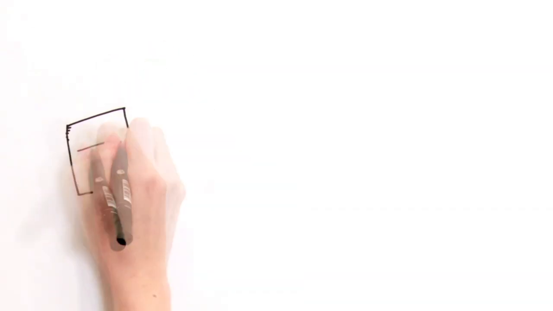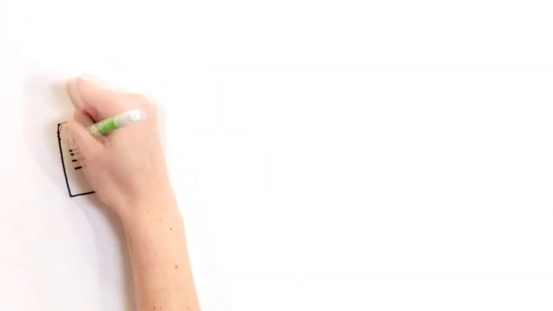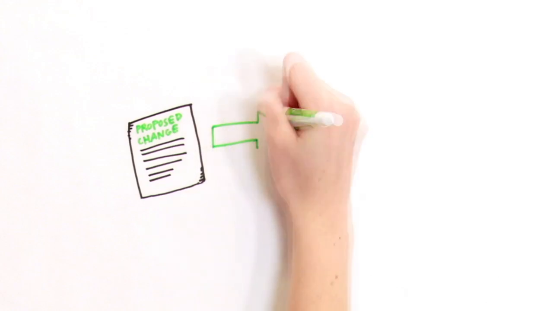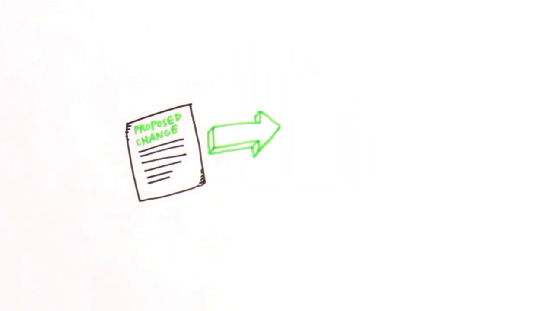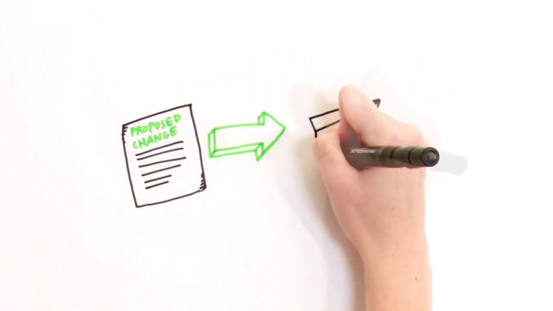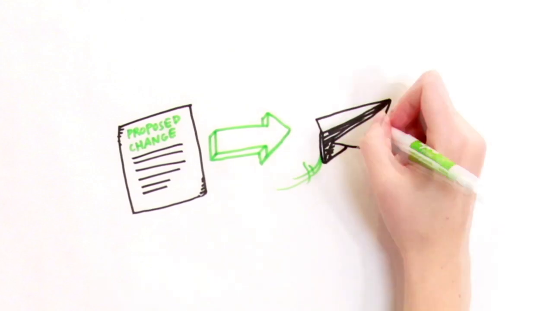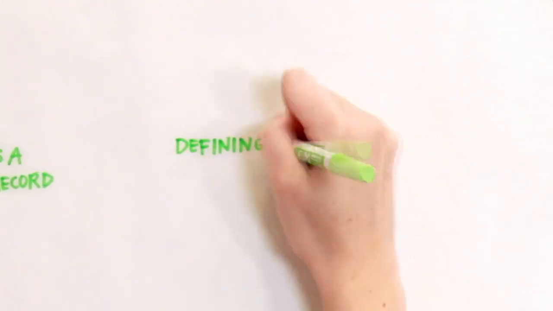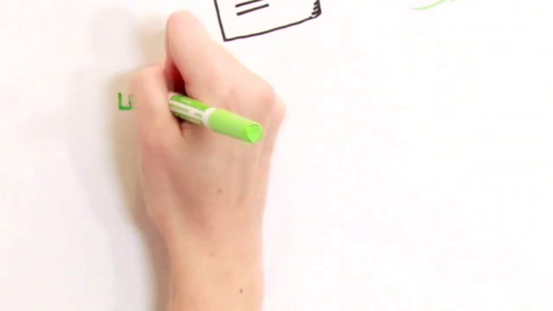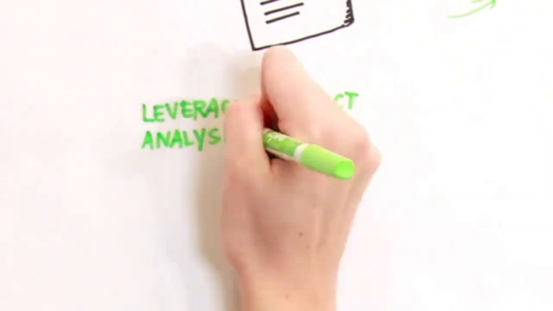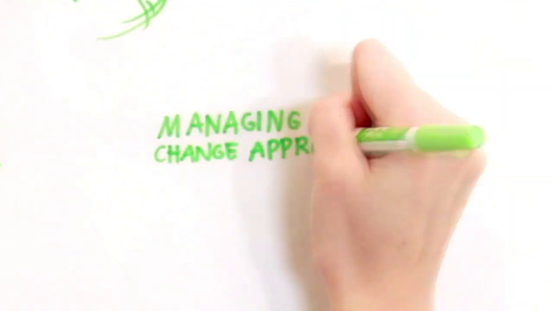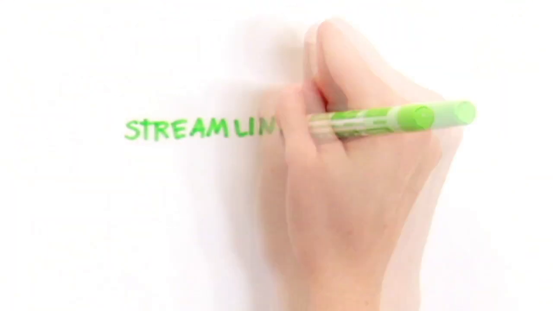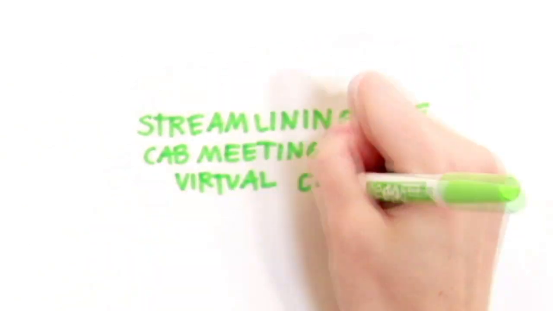In this video, we will cover the how-tos around ITinvolve's change management solution, Change Lifecycle Management. The ITinvolve solution addresses a number of common obstacles in the change management process. In this video, we will cover creating a change record, defining change items, leveraging impact analysis to assess risk, managing the change approval process, and streamlining the CAB meeting with virtual CAB.